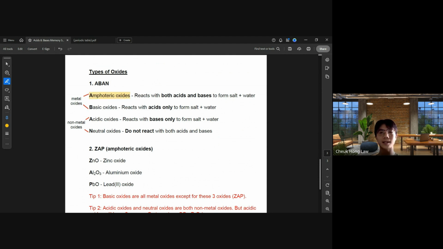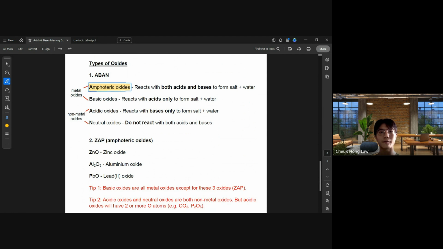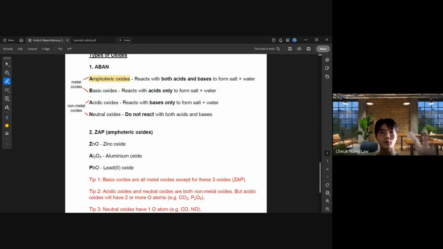Think of amphoteric oxides like bilingual people. We Singaporeans, most of us are bilingual because we speak both English and a mother tongue language. So your amphoteric oxides are just like us. They can react with 2 things. They react with both acids and bases to form salt and water. So amphoteric oxides are very special because they can react with both acids and bases, and they are your metal oxides.